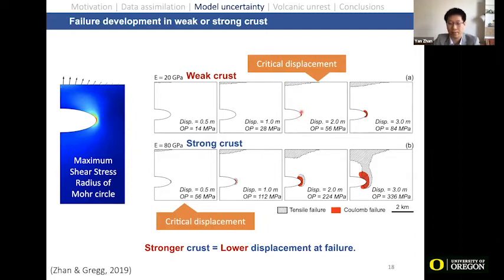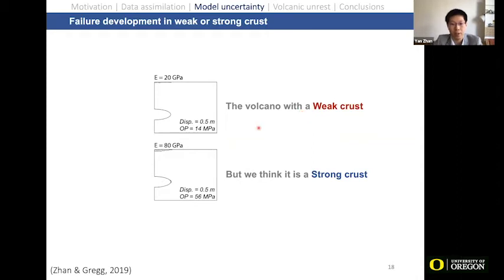It's a very important feature, since if we are going to model a volcano with a weak crust, however, we don't know that, we think it's strong, so we use a strong model. Okay, we observe a half meter surface displacement. Based on the model, it has already failed. However, it's far away from failing since it's weak. So that's a false alarm. That means if we don't know the Young's modulus of this model, we may get a very inaccurate forecast of failing.